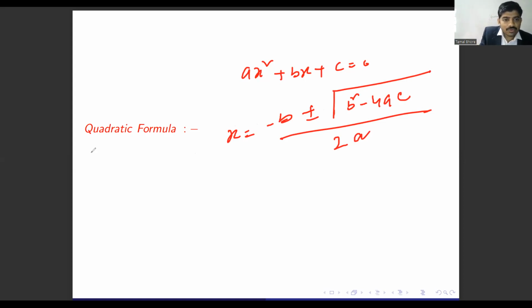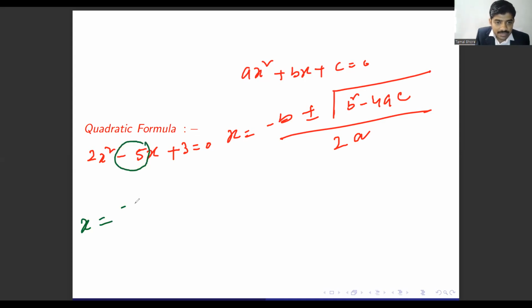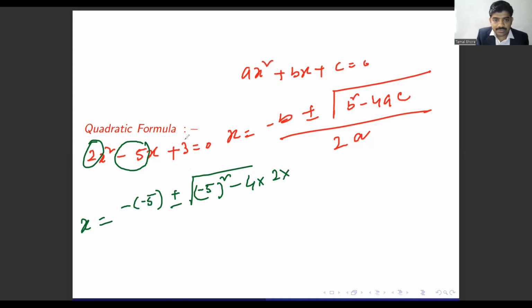Like I am taking this well-known equation that I have already solved previously, so we already know what the roots are. So I'm just checking with the quadratic formula whether the roots I found a few minutes ago are correct or not. Let's check. So x is equal to minus b, where the b value is, you can see, minus 5. So minus of minus 5 plus minus root under b square, again b is minus 5, so minus 5 square, minus 4 into a value 2 into c value 3, by 2a, and the 2a value is 2.